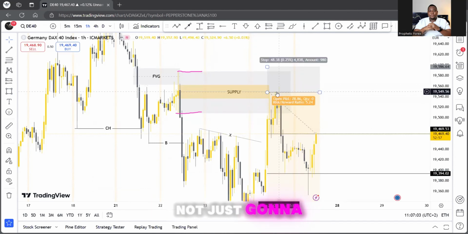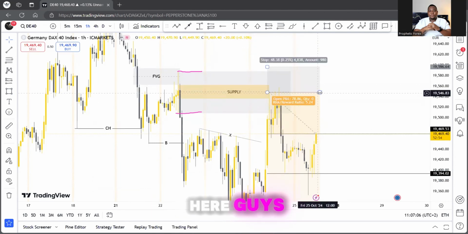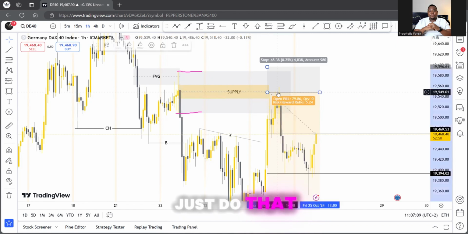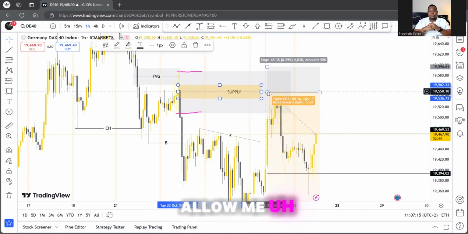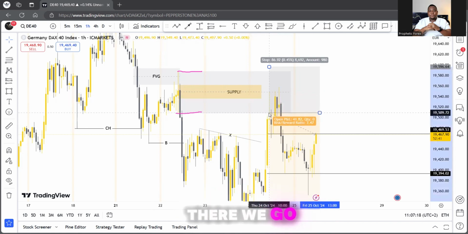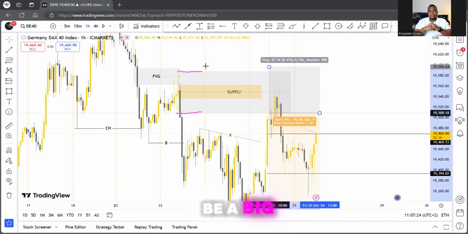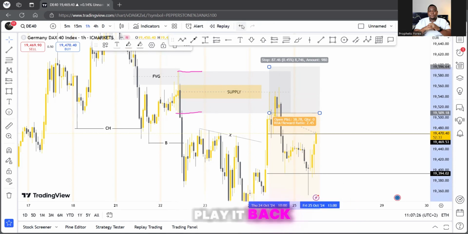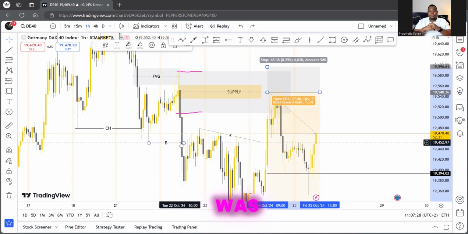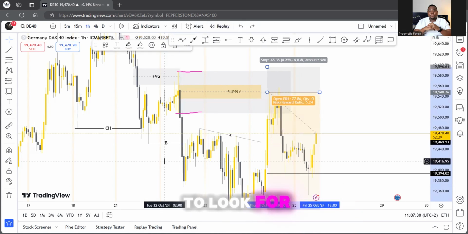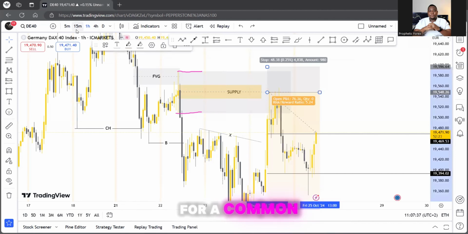But now I'm not just going to put my trade all the way here, guys. I can't just do that. Let me just show you. Let me just click this. I'm not sure if it's going to allow me. Let's see quickly. There we go. I can't just put my entry right here, guys. This needs to be further refined. Let me just play it back over here, put it back to how it was. How we further refine this is to look for a common ground. Yes, we can put the 50% within that zone, but also looking for a common ground.